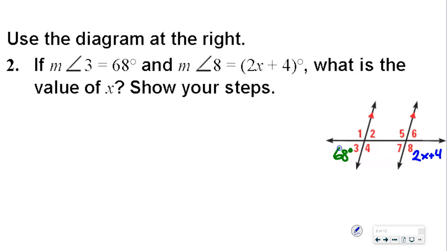And we need to find the value of x and show all of our steps. So we know angle 3 and angle 8 is 2x plus 4, and we need to solve for x. So again, we're looking at and seeing if they have a relationship. 3 and 8 are not one of our 5 options.